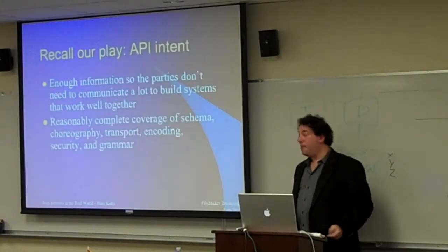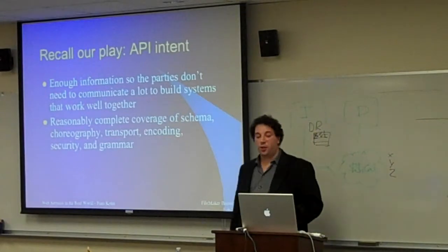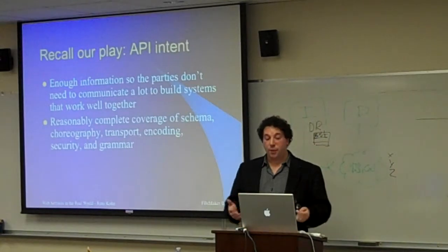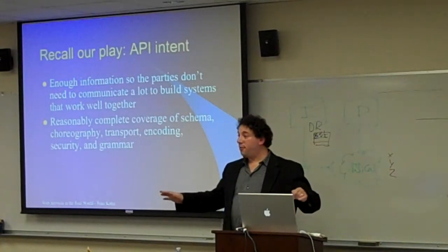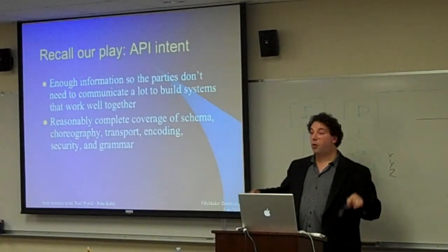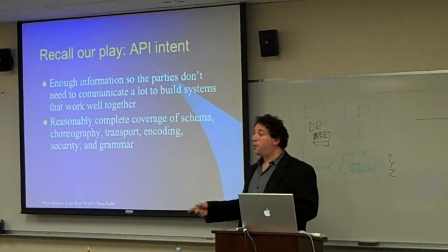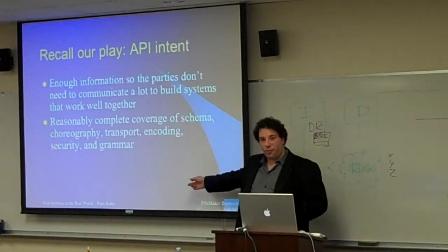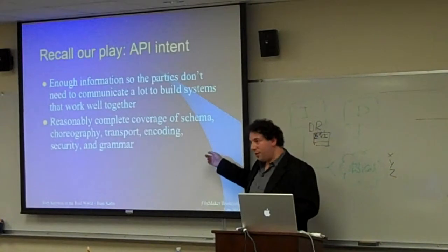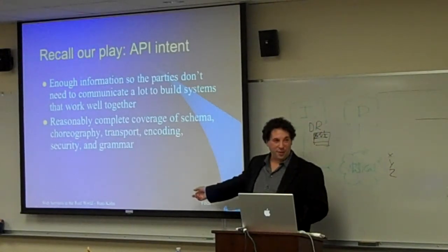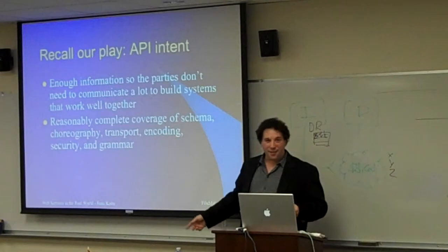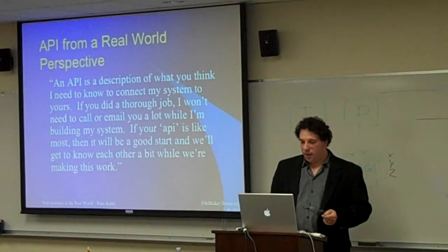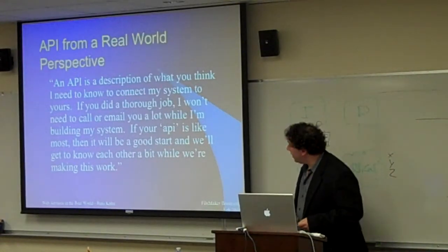So the API's intent is to have enough information so that you don't need to communicate a lot while you're building systems, and you need reasonably complete coverage of all these different topics: schema, choreography, transport, encoding, et cetera. Now, very few specifications, other than from the very largest companies, actually address all of this. But if you want a successful deployment, you need to know how you're handling all this, which means you pick up the phone and call the guy, which is against the entire original intent. So, this is my definition.